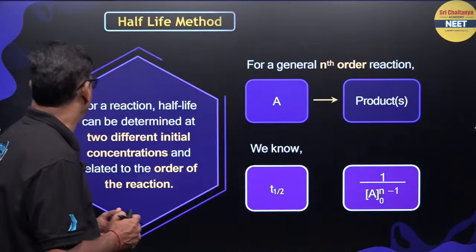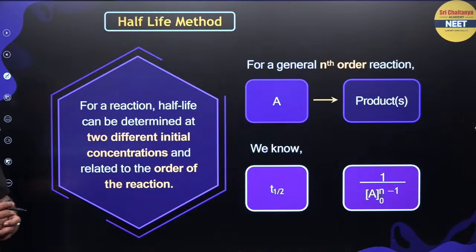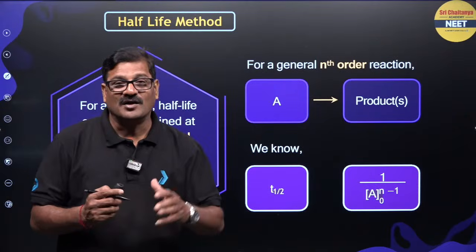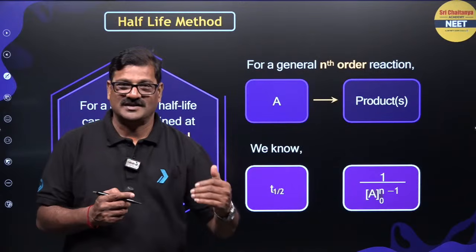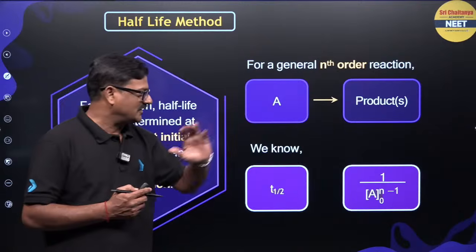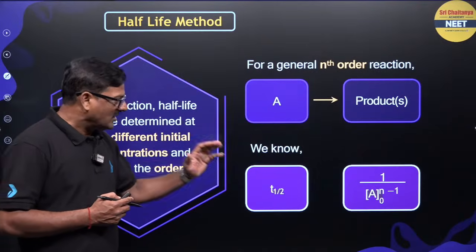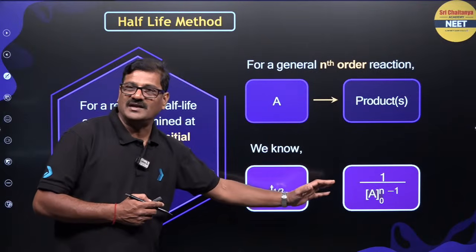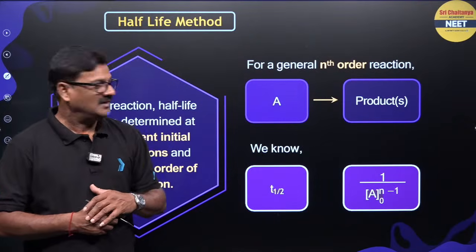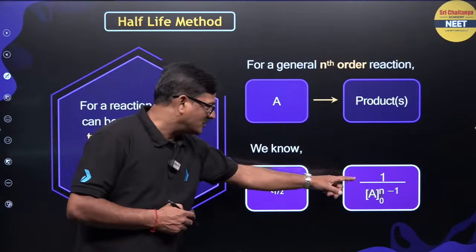And moving ahead, half-life method. There is another fabulous method. We can calculate the order of a reaction by taking the half-life method. So for a reaction, A gives rise to the product, T half is proportional to 1 by initial concentration to the power n minus 1. And from there, the n value you can calculate, if T half is given.